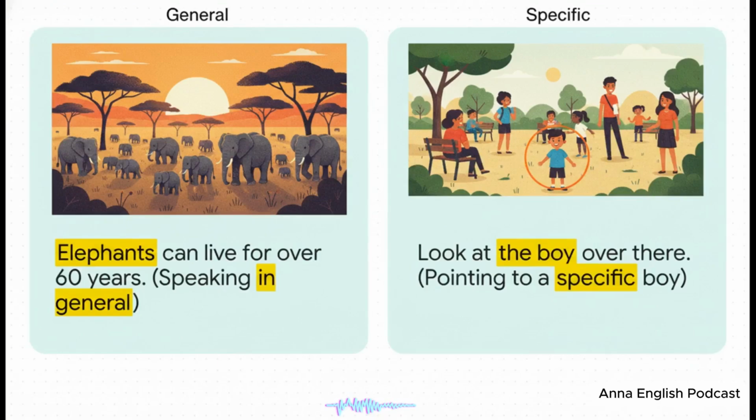So on the left, we're talking in general. Elephants, that means all elephants everywhere. So no the. But look at the right. We're pointing to a specific person. Look at the boy. See how that works? The spotlight is on him.